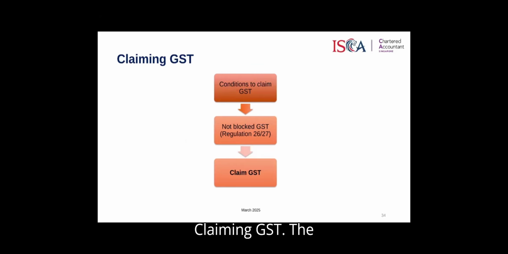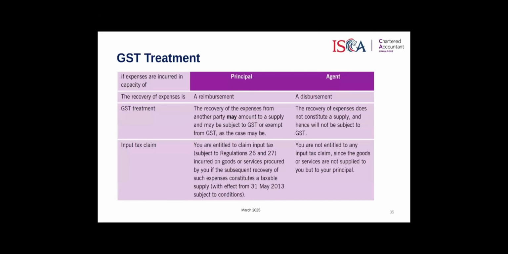Claiming GST. The general rule is that the conditions to claim GST require it to be incurred in the furtherance of your taxable supply and not block GST under Regulation 26 or 27. And if all are satisfied, you can move on to claim your GST. You would also need to establish if your GST is considered to be associated with a reimbursement or disbursement. So this has to be understood within the concept of the expenses being incurred.